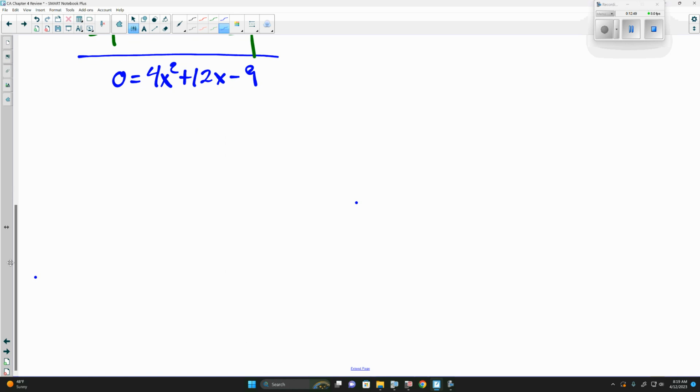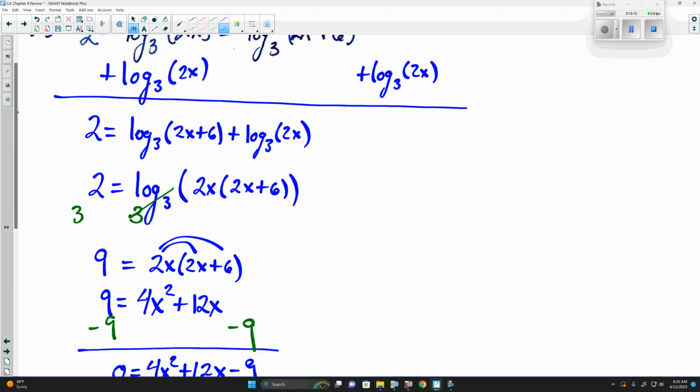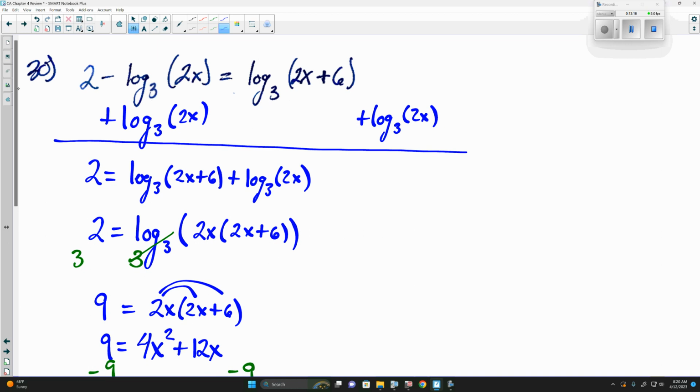Any questions on this so far? I'm just curious. 44. Yep. And I think the back of the answer key tells us this is not a nice number. Plus 2x.